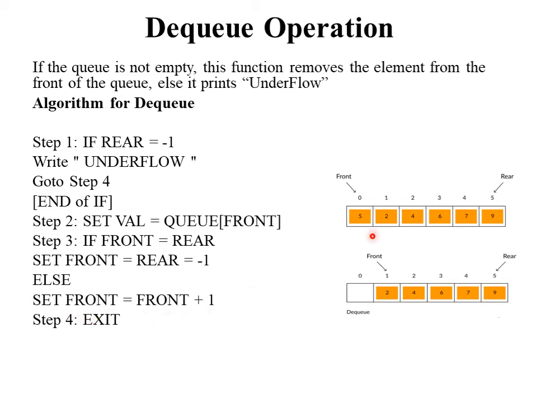So see here in this figure, front is pointing to the 0th position. So 0 plus 1 is 1. So now front is pointing to the first location. So here 5 is deleted.